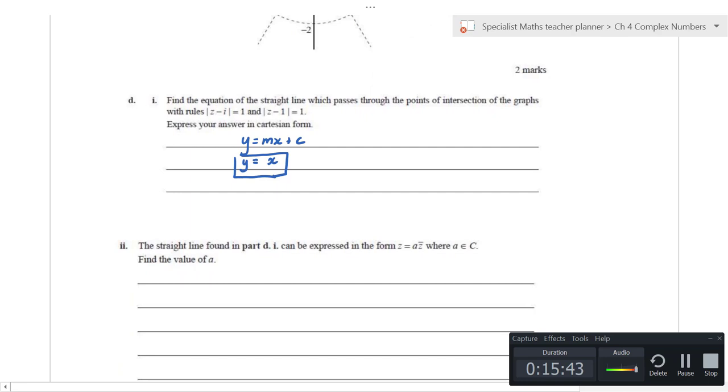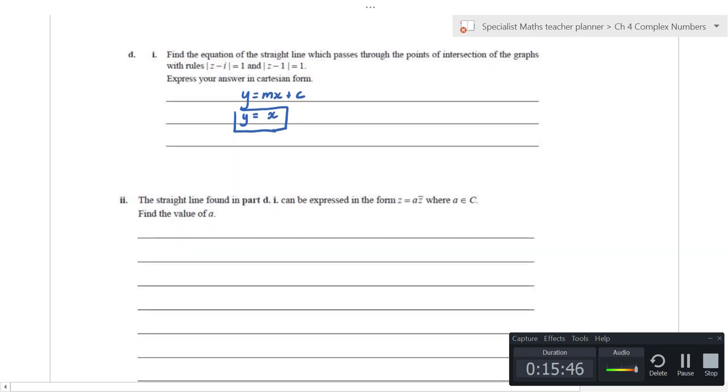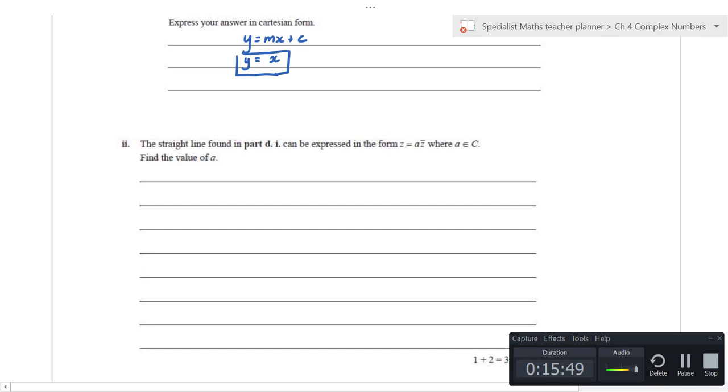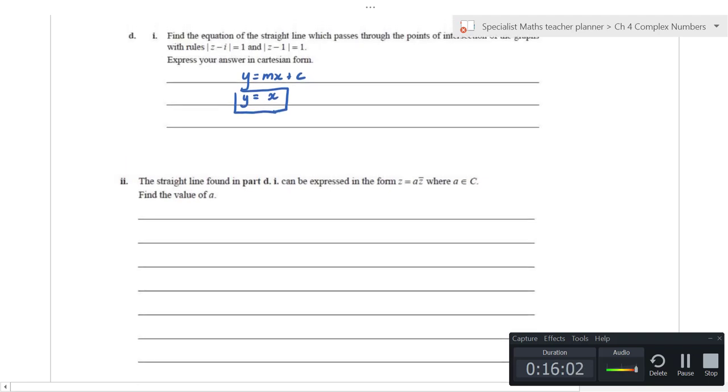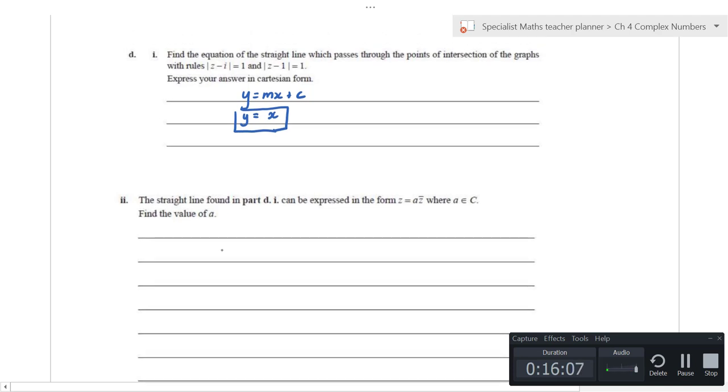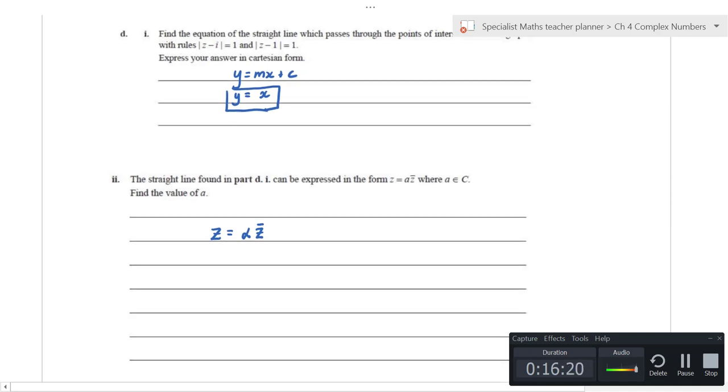Now it says a straight line. The thing with complex numbers is that, yes, it is a fairly easy topic, but some of the exam questions can be pretty tricky, very tricky. And sometimes they can be very hard to interpret. So, a straight line found in part D can be expressed in the form z is equal to alpha minus alpha z bar, where alpha is some complex number. Now be careful, alpha is some complex number. Find the value of alpha.